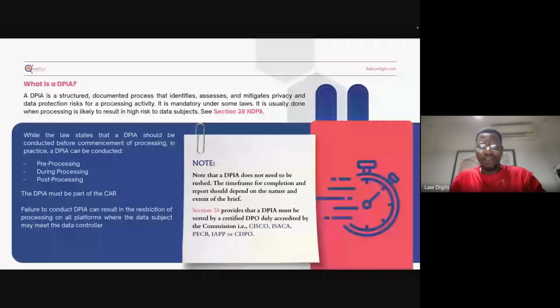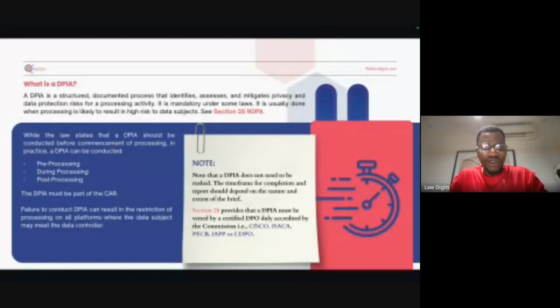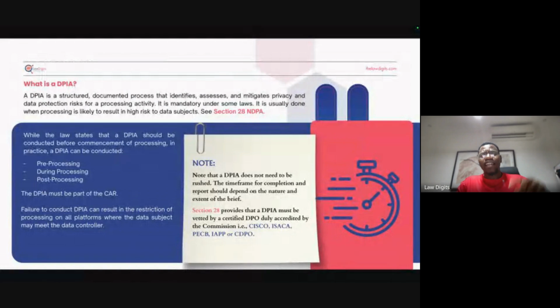What is a DPIA in definition? A DPIA is a structured, documented process that defines, assesses, and mitigates privacy and data protection risk for a processing activity. It is mandatory under some laws. It is usually done when processing is likely to result in high risk to data subjects. See Section 28 of the NDPA. So it is a structured, documented process that, number one, identifies: what is this thing, what can probably happen? If it happens, what is the severity? If it happens, what is the probability of it occurring?